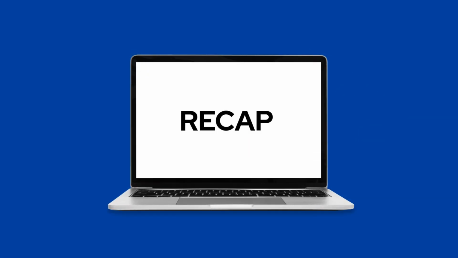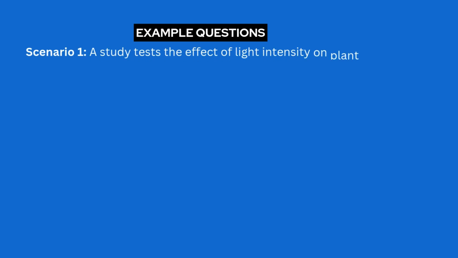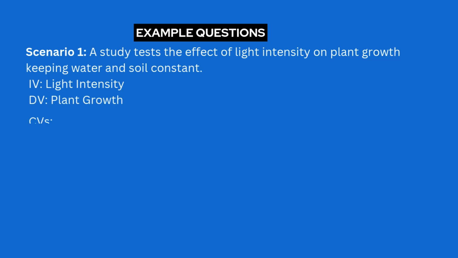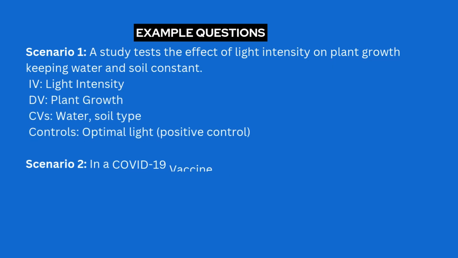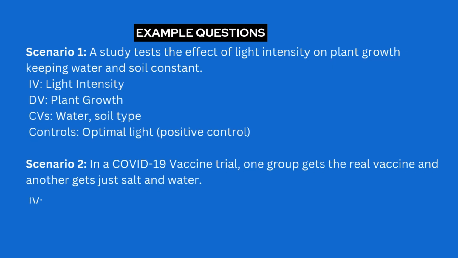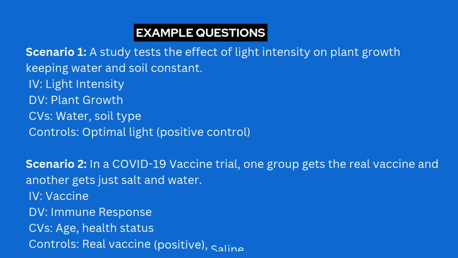So, let's look at two summary examples that combine everything we've learned in this class. Number 1. A study tests the effect of light intensity on plant growth, keeping water and soil constant. In this example, our independent variable is going to be light intensity. Our dependent variable will be plant growth. Our control variables will be water and soil. Then our control is going to be a positive control, that is the plant growing under optimal light.